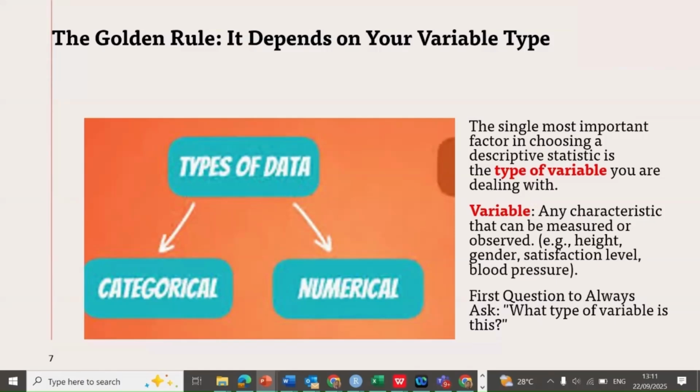That's the single most important factor in choosing your descriptive statistics: your type of variable. Now, what is a variable in a data set? A variable is any characteristic that can be measured or observed, e.g., height, gender, satisfaction level, blood pressure. So the first question we need to ask ourselves when we're about to describe data is, what type of variable are we dealing with? Basically, in statistics, data is typically divided into two broad categories: categorical data and numerical data. And these inform what type of descriptive statistics we apply to those specific data.